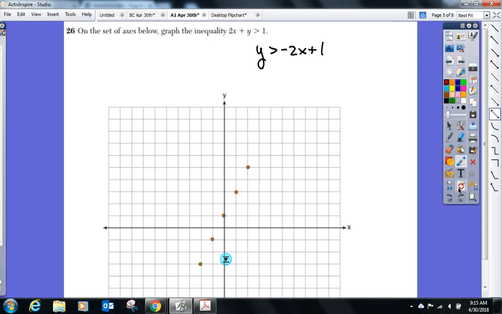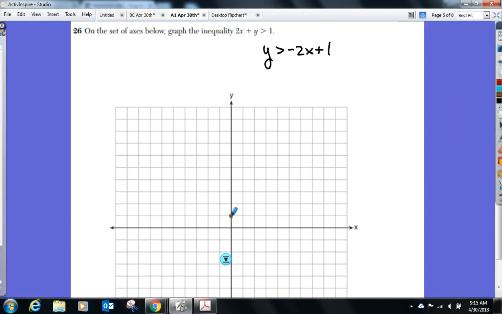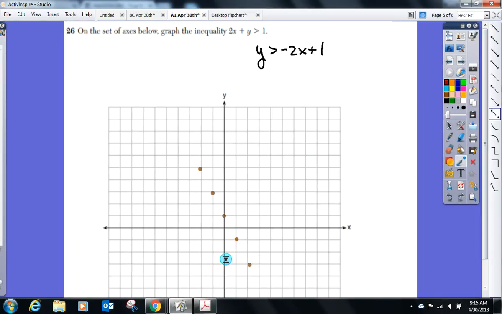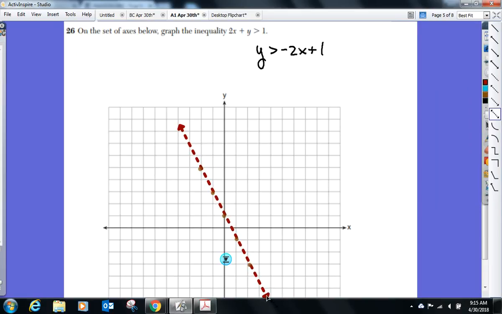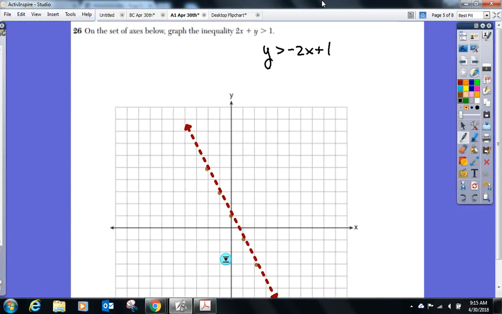Let's try this way. Down to 1, down to 2. And now let's see if I can get a dashed line going. There we go. And you know it's an inequality, so this isn't going to be good enough.